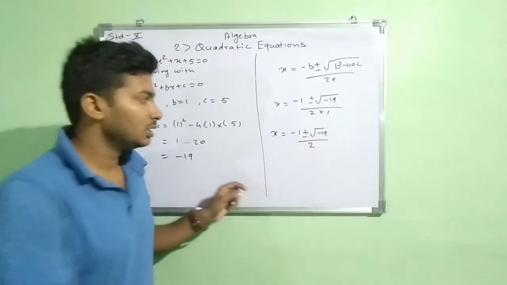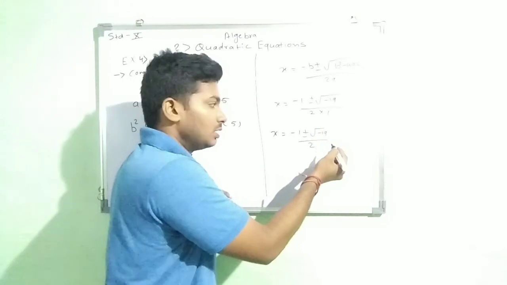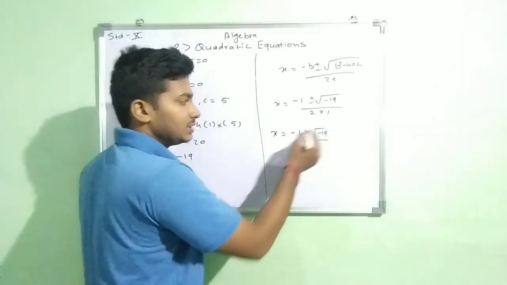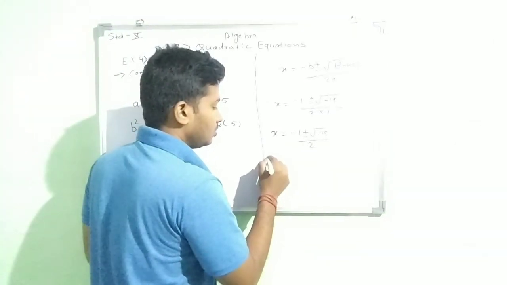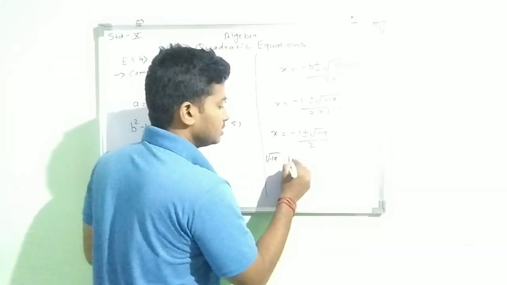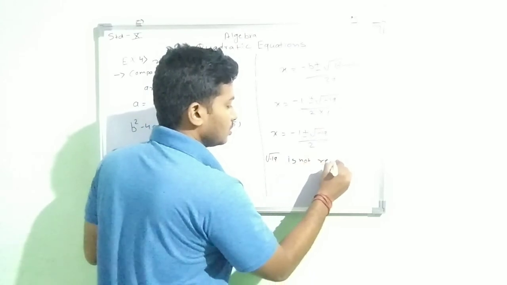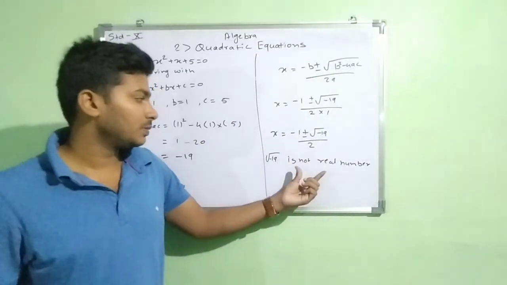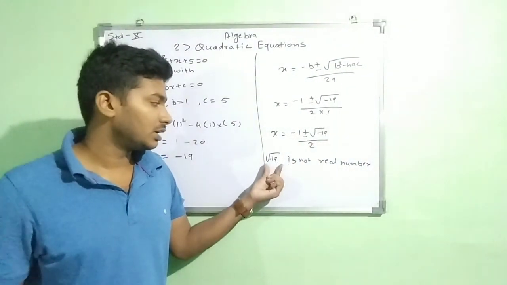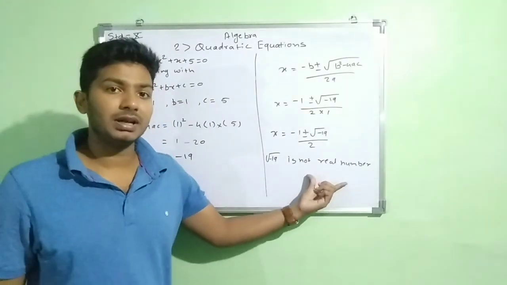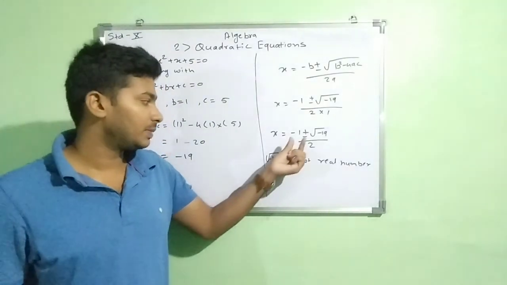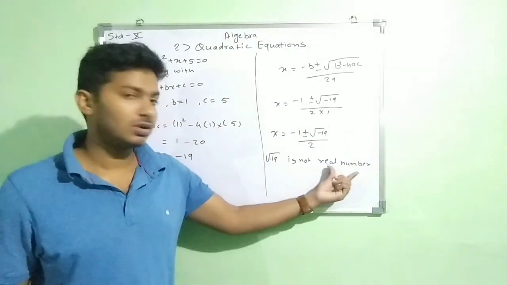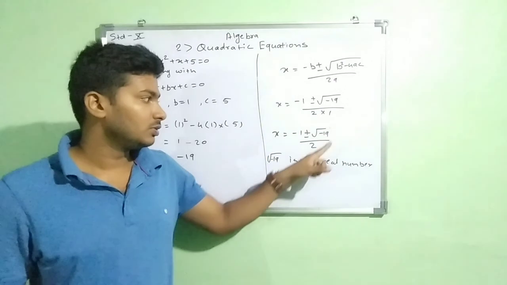Okay. Look here now. The term after the plus or minus sign, that minus 19 is not a real number. Okay. Under root minus 19 is not a real number. Why is it not a real number? Because we cannot represent the square root of minus 19 on the number line. That is why the square root of minus 19 is not a real number, and we have that value in our equation.